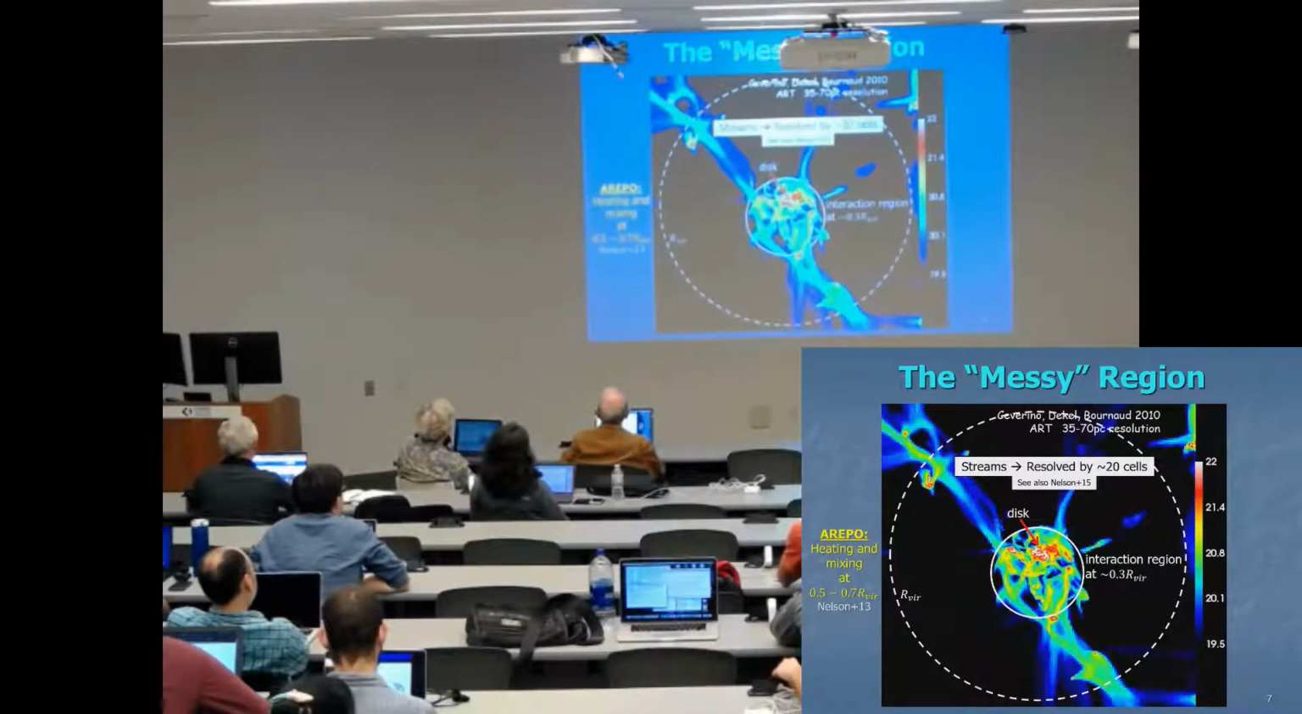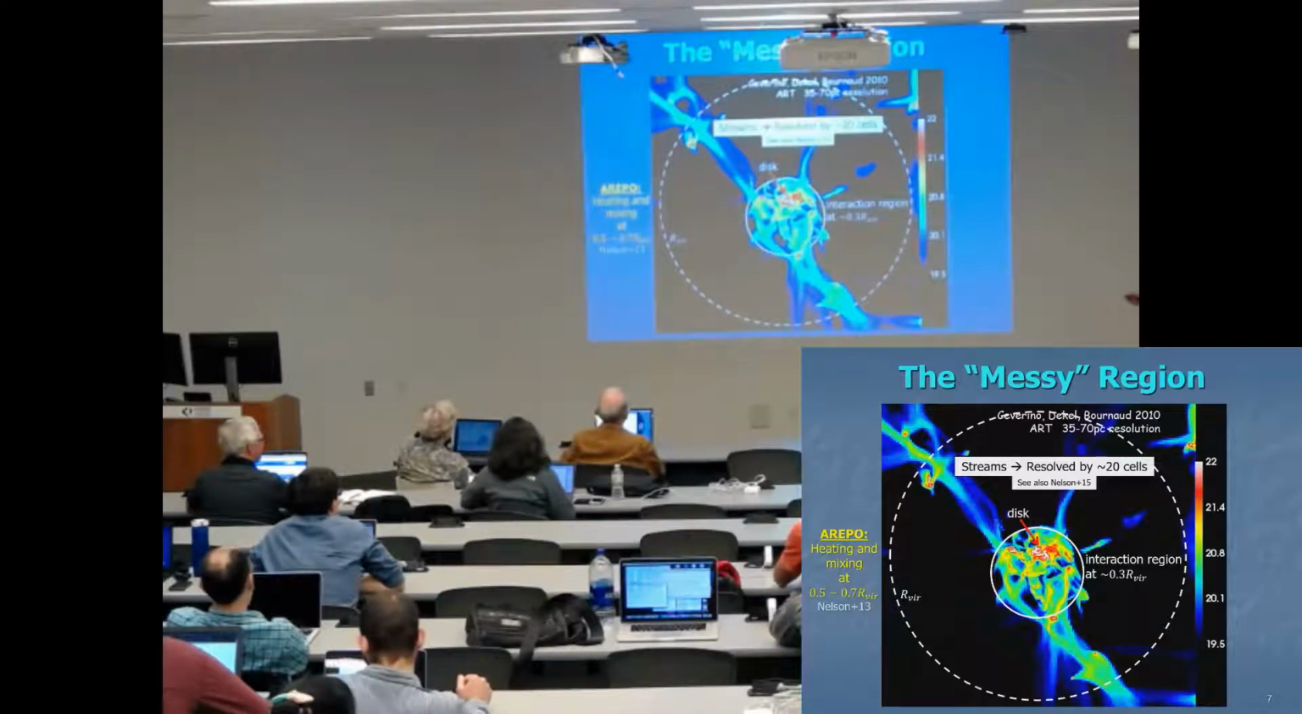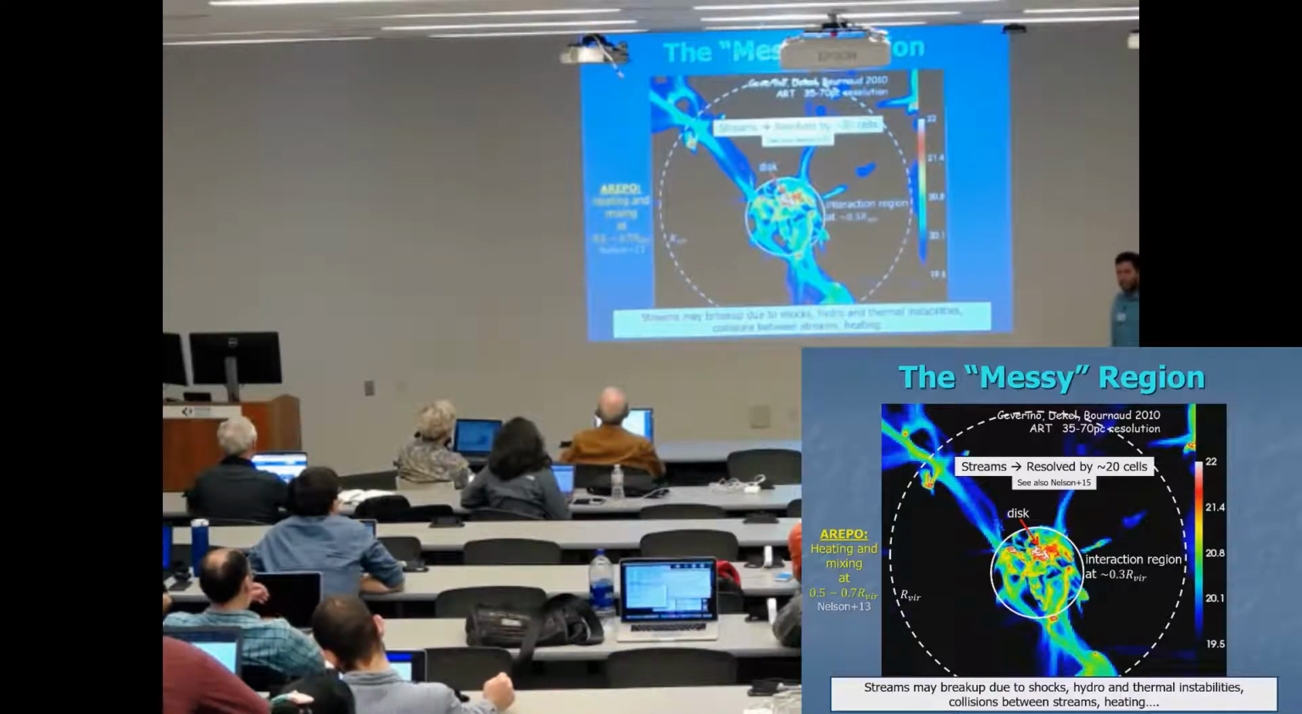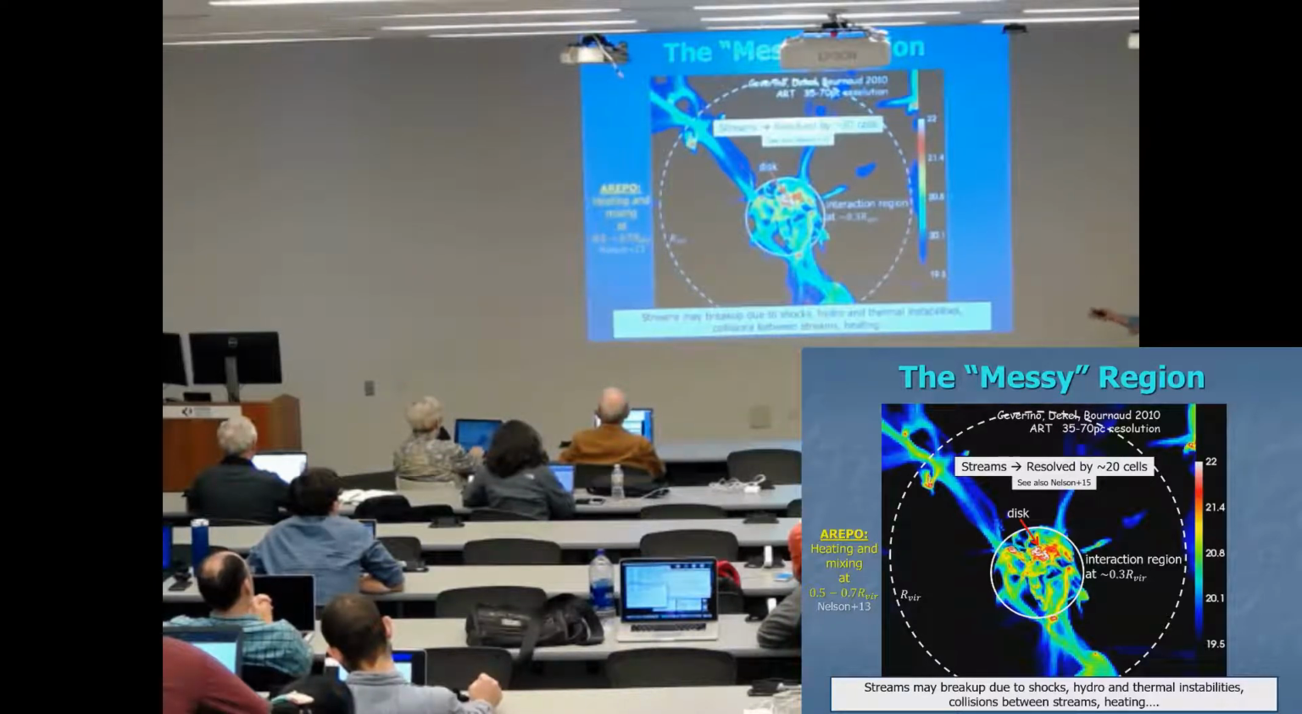And that's not enough to really resolve the detailed hydrodynamic instabilities that are going to affect these streams as they travel through the CGM. And indeed, streams may break up due to shocks, hydro instabilities, thermal instabilities, gravitational instabilities, collisions between streams, a whole mess of things. And this warrants a more detailed, idealized study of the dynamics of these things.